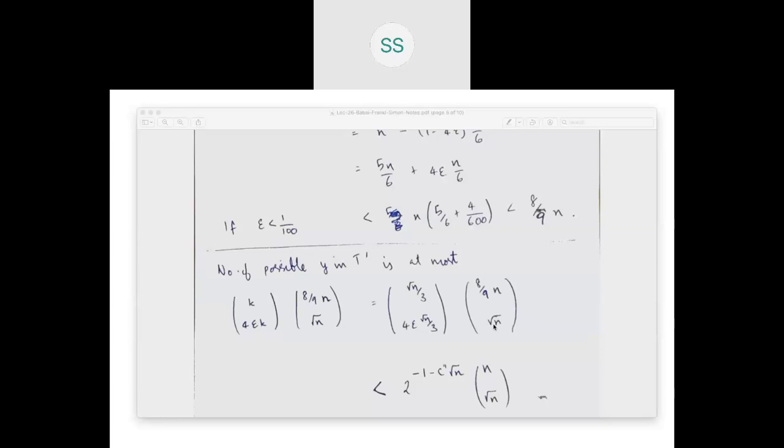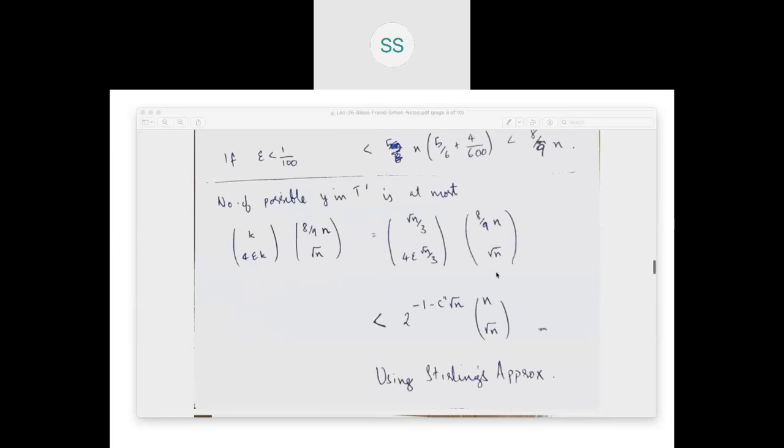We first choose the sets that are disjoint with y, and that you can do in k choose 4 epsilon k ways. Once you've chosen that, you have excluded at least 1/9 n entries. Out of the remaining at most 8/9 n entries, you have to choose square root n entries, and you can do that in this many ways. This is an upper bound on the number of elements that T prime can have.